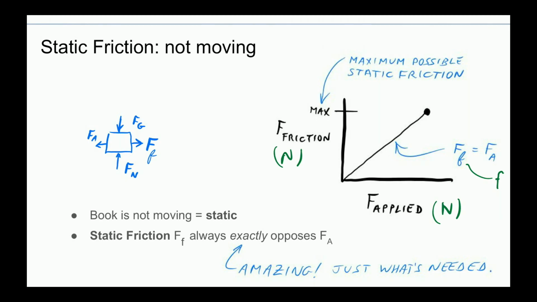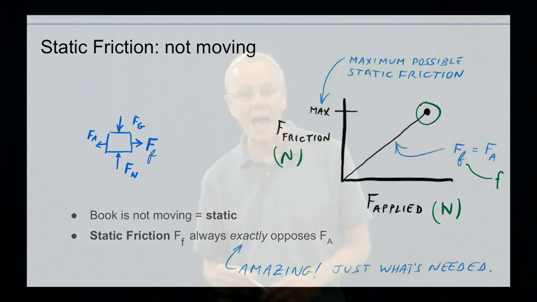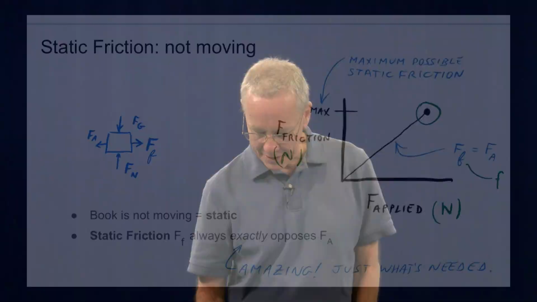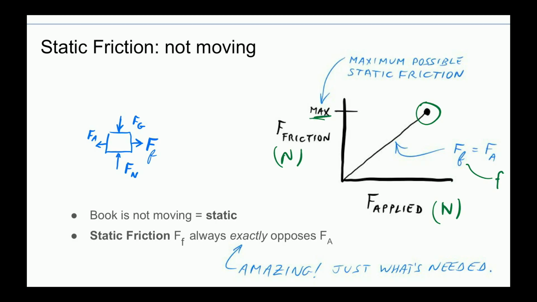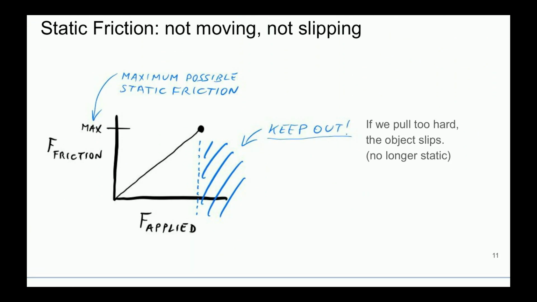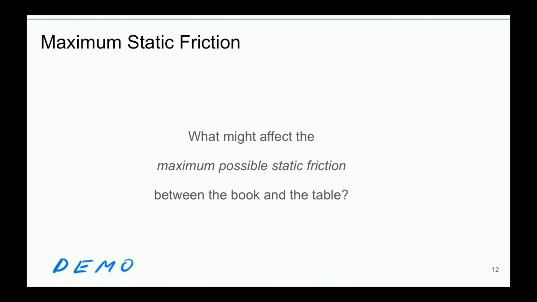Now, there's a point at which it gives up. That's the maximum possible static friction. So static friction works up to a point, and I'm going to coin that phrase as a trademark here, maximum possible static friction. It's a number, okay? So there it is in the graph. Here's the maximum possible static friction, and it's a point at which any further I go, the thing's going to slip. Beyond that, let's keep out for now, and it's not going to be static anymore, and we'll talk about what happens beyond that in another presentation, right?